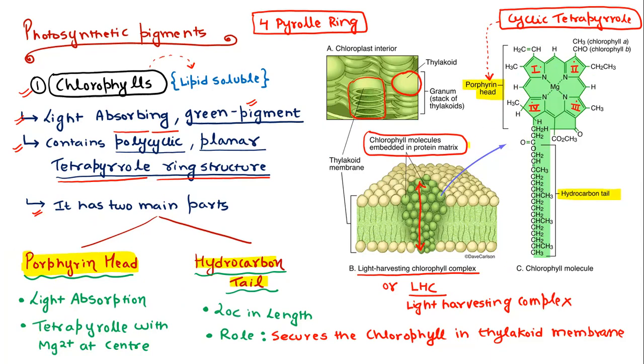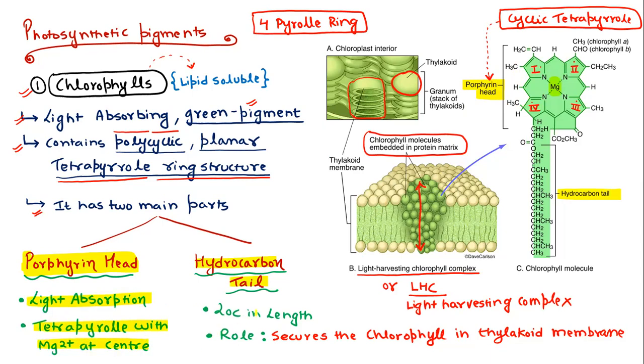The porphyrin head is accounted for the main light absorption. That means if somebody asks which of the two major parts, the porphyrin head or the hydrocarbon tail, is responsible for the absorption property of the chlorophyll molecule, then light absorption is a property of the porphyrin head. With the help of the structure, we can say that the porphyrin head is basically a tetrapyrrole, containing four pyrrole rings joined with each other with the help of the Mg2+ metal ion at the center.